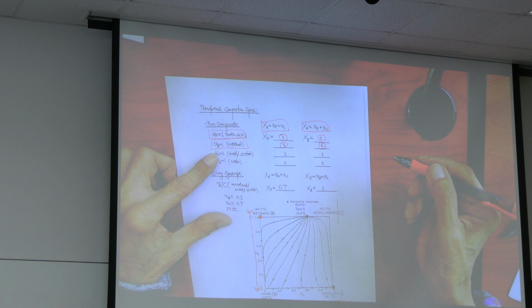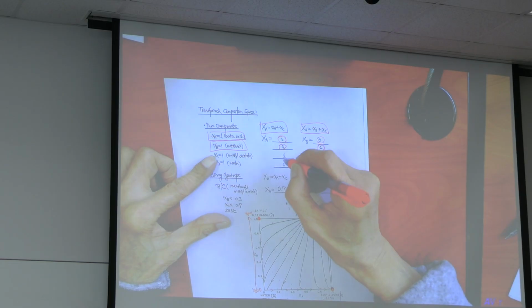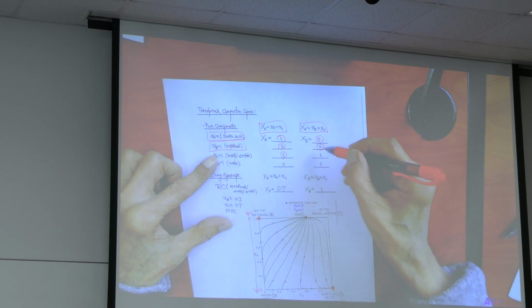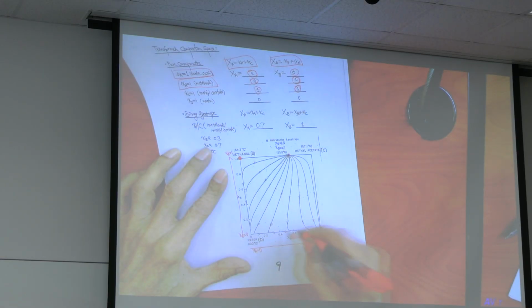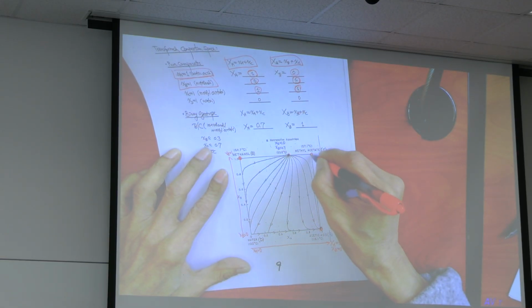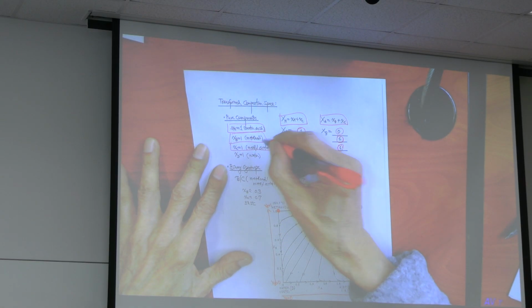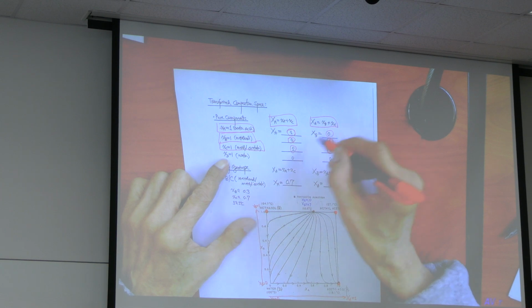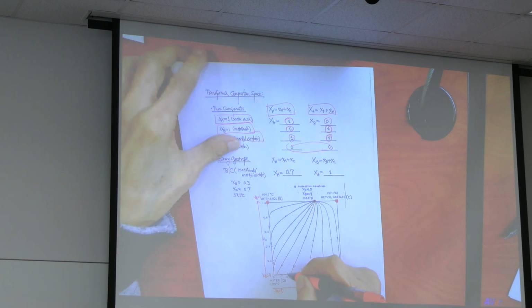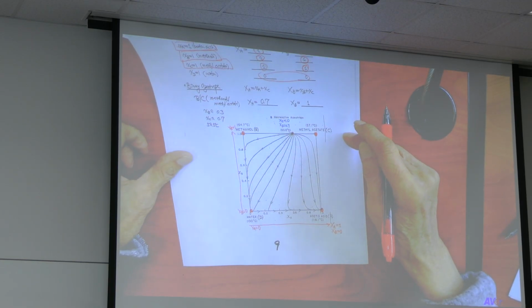HC, product, methyl acetate, XC, that's 1, right? XB plus XC, 1. 1, 1. That is methyl acetate. How about water? D. There's no D here. 0, 0. That is water.